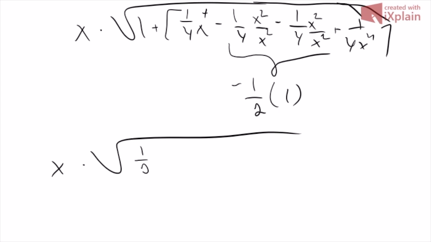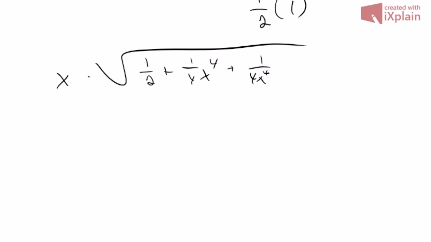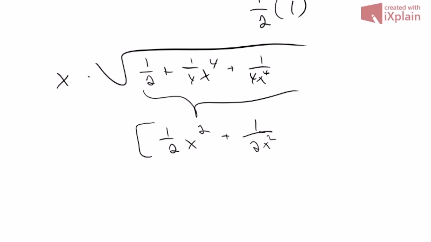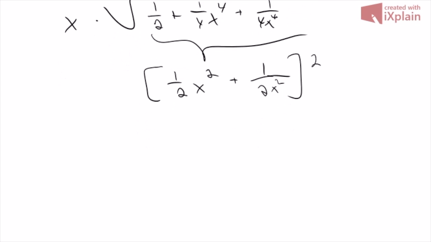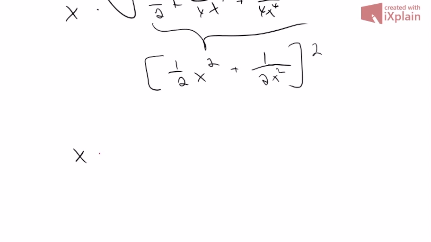From there, we'll get 1/2 plus 1 all over 4 times x to the 4th plus 1 all over 4 x to the 4th, everything under the numerator. And this is actually going to be a perfect square. It's going to be 1/2 x squared plus 1 all over 2 times x squared, and that is squared. And when we put that under the square root, it will actually cancel, which is very nice for us and helps us to simplify with our end goal, which is to simplify to the best of our ability.